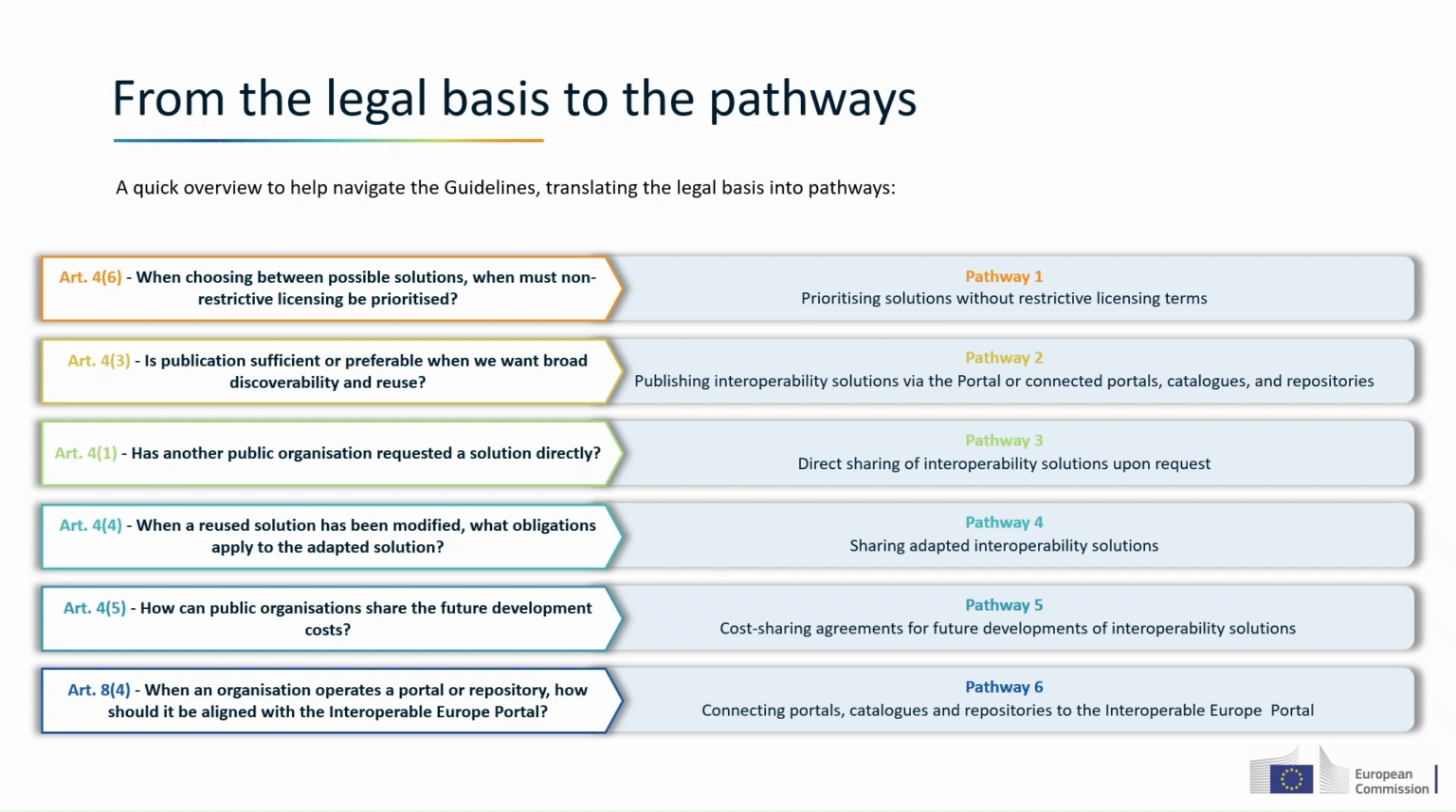Pathway 4 is based on Article 4.4 and concerns adapted interoperability solutions. Pathway 5 is based on Article 4.5 and covers voluntary cost-sharing agreements for future developments. And finally, Pathway 6 is based on Article 8.4 and explains how portals, catalogs, and repositories can be connected to the Interoperable Europe portal. A critical point is that the pathways are situational, not sequential.